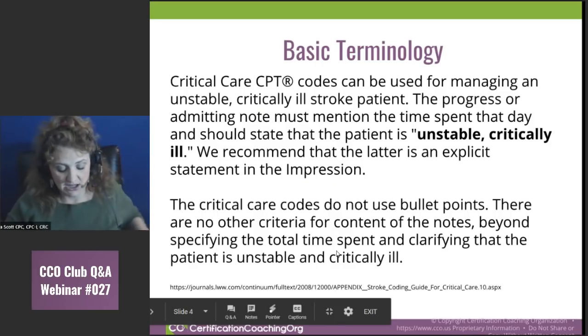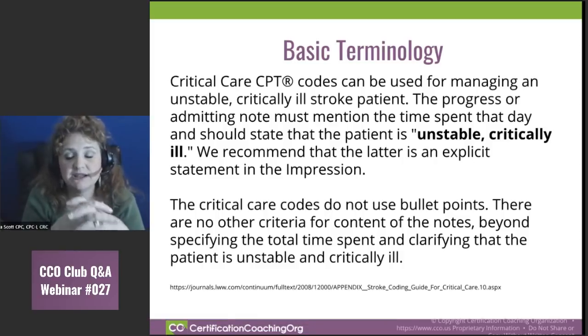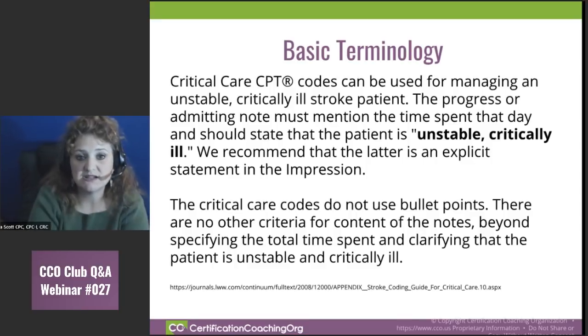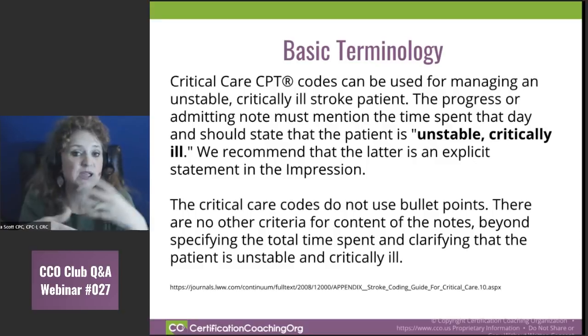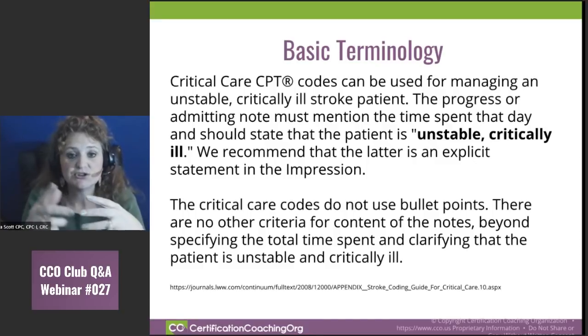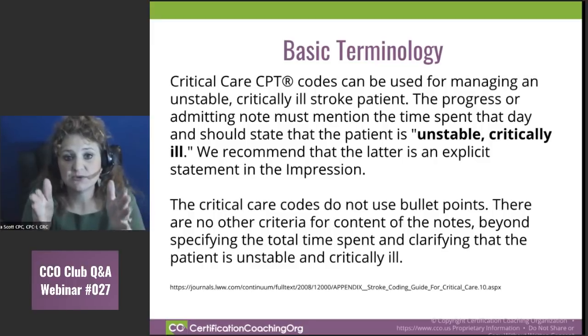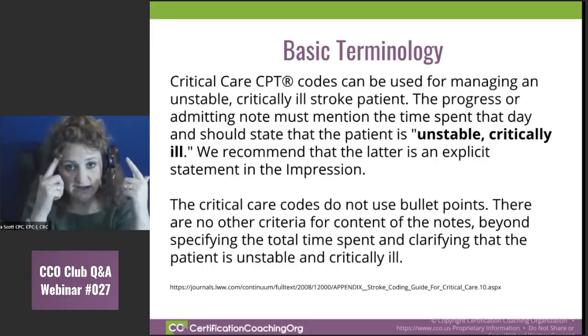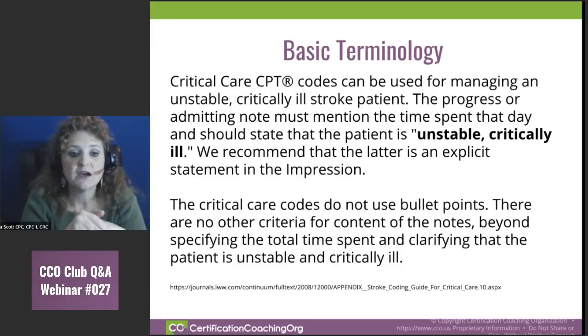The first thing that we need to go over is the basic terminology. What constitutes critical care? Now, I went out and found more than one definition to explain this, and we're going to reiterate it again and again. So you may see something similar to this repeated, but the reason I did that is so that we can get that into our brains.